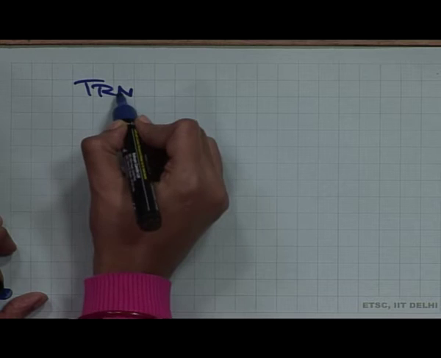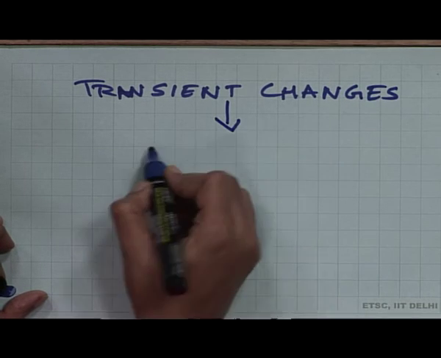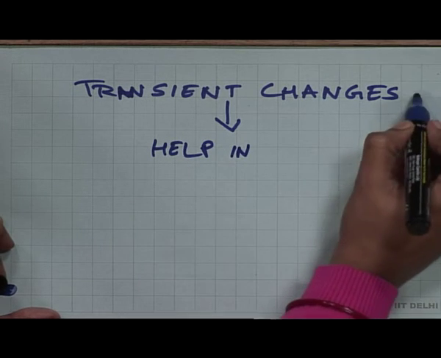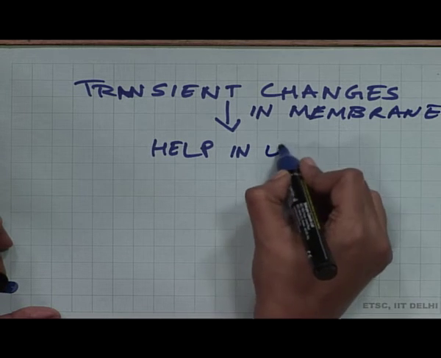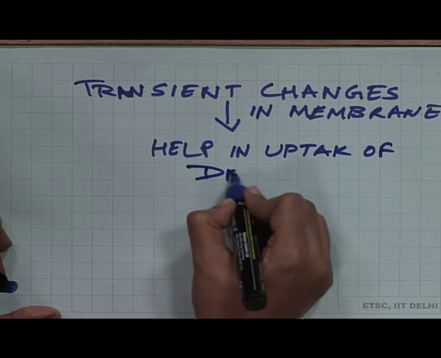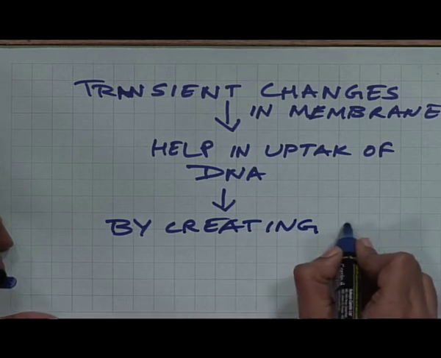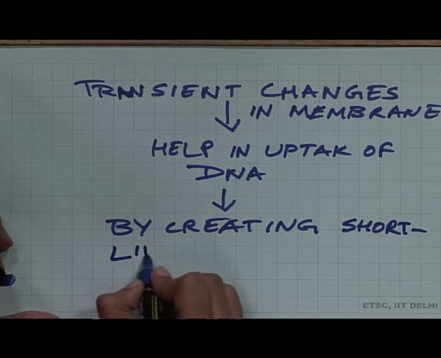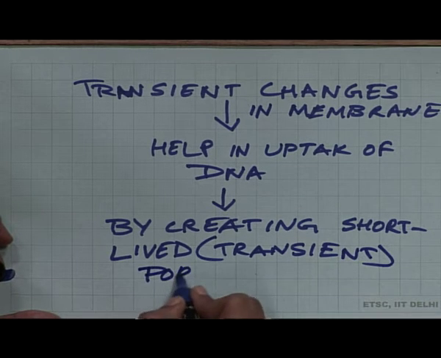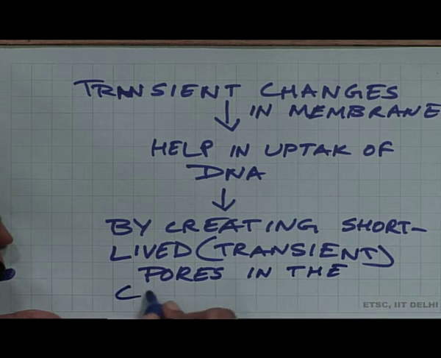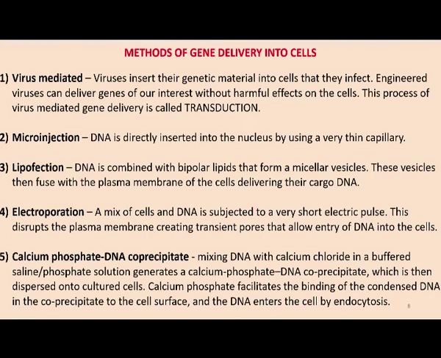So, the transient changes help in uptake of DNA by creating short-lived or transient pores in the cell membrane. All right, so that was electroporation.